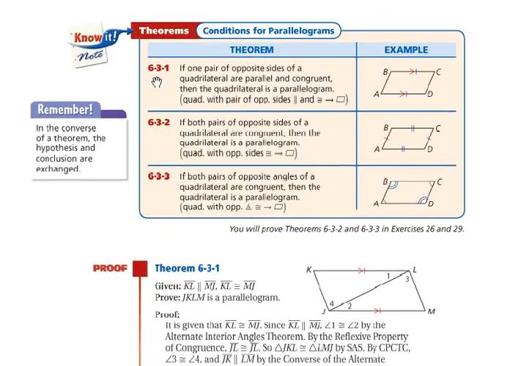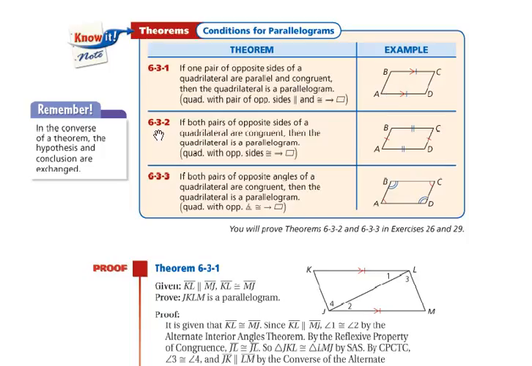First of all, the first one here, 6-3-1, it's saying if one pair of opposite sides of a quadrilateral are parallel and congruent, then the quadrilateral is a parallelogram. So what we're saying here is that really what we need to do is look at one pair of opposite sides, and if they're parallel and also they are congruent, meaning the same length, then we must have a parallelogram. Then the other two sides must be opposite and parallel as well, and congruent.